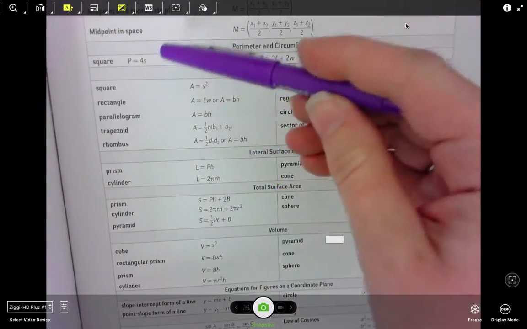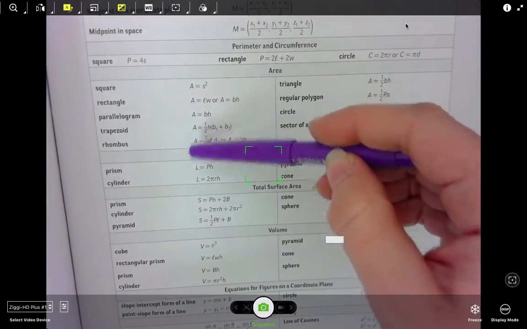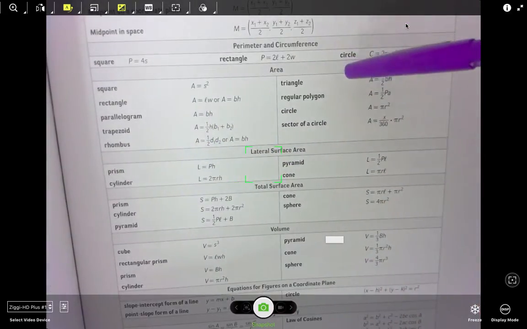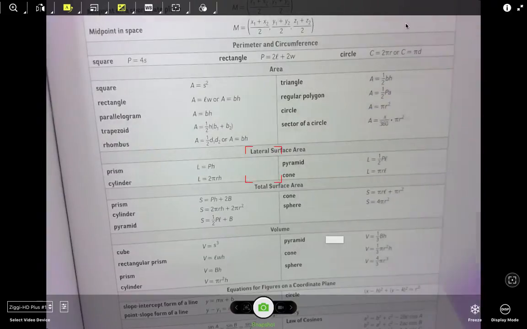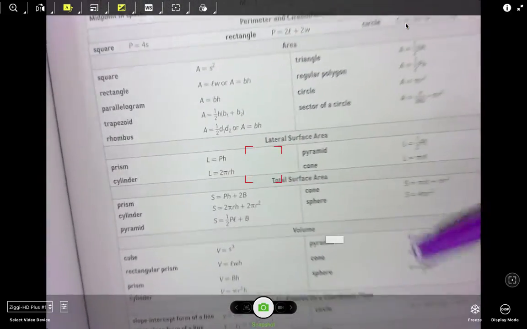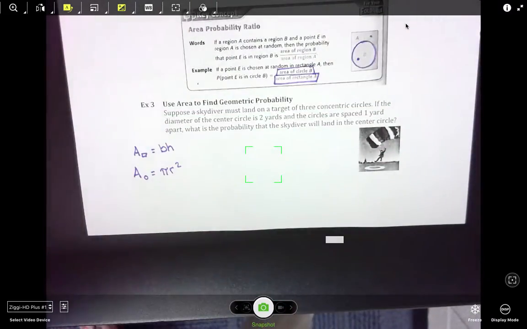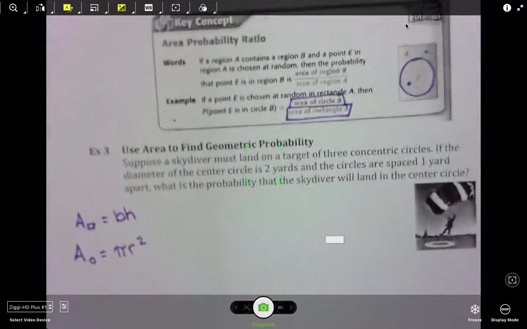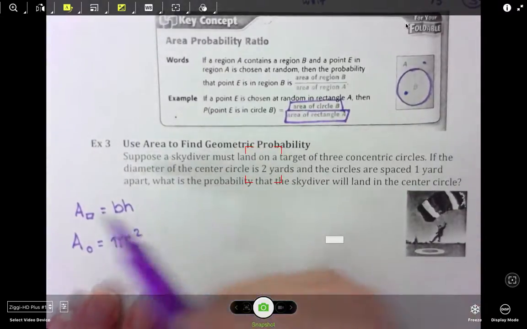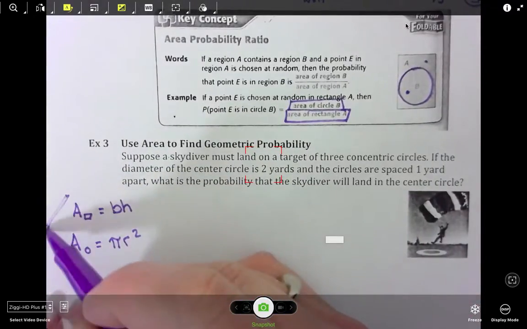So they have the area of a square, rectangle, parallelogram, trapezoid, rhombus. I'm trying to say those words at the same time. Triangle, regular polygon, circle, or sector of a circle. So it's got all of the areas that you will ever need. If your homework assignment gives you the area of something you don't know, look in the book for the equation, or you can also Google it on your handy-dandy Chromebooks. We will need to know these two for sure for your homework assignment.